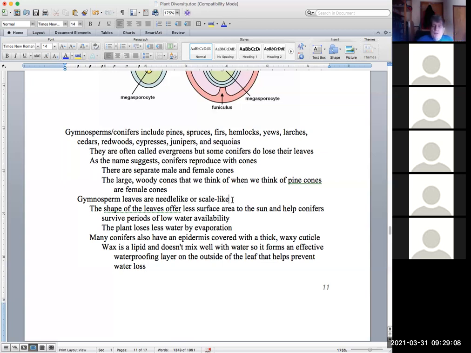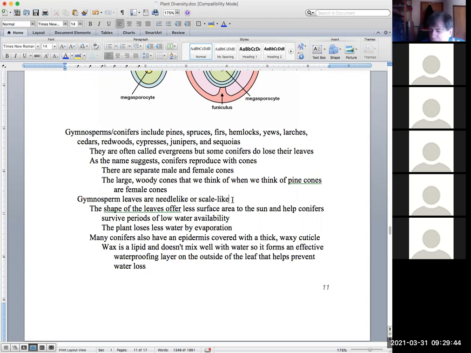Now, even though many of the gymnosperms do lose leaves during some sort of dry season, some gymnosperms do keep their leaves all winter. In this part of the country, pines, firs, spruces, these are some of the main gymnosperms that we find. They do keep their leaves in the winter. But they still have the same problem that the flowering plants do. There's not much water available in winter.